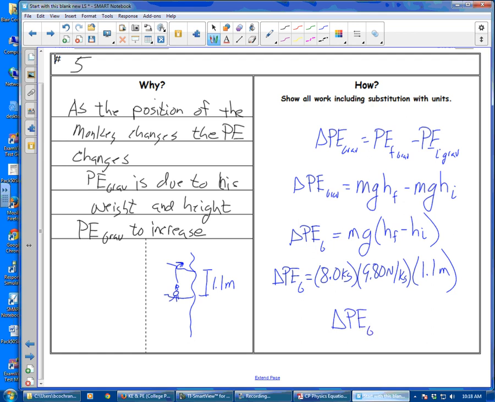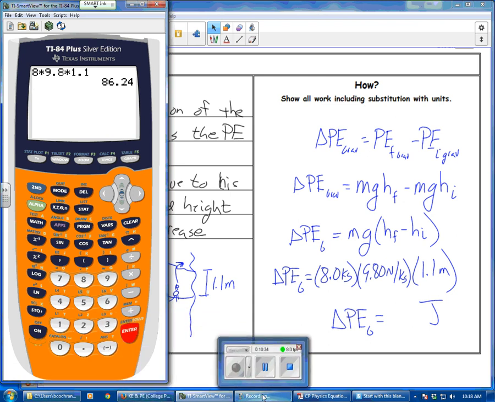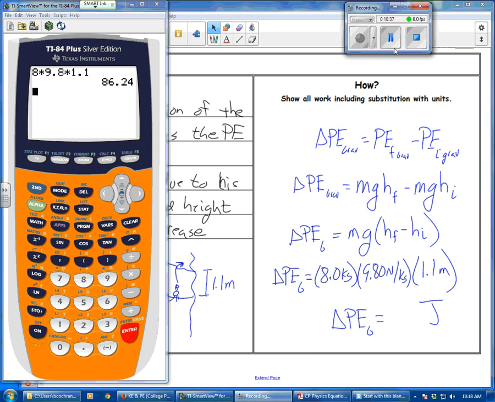And let's double check. Kilograms, newtons per kilogram, meters, that's going to leave me with joules. And I'll get some numerical answer. If I pull out my calculator, I do. When you put a parenthesis around a number and you put it next to each other, that means multiply. So that's what I'm going to do here. Multiply those all together and get 86.2. Let me know if you need help individually on this.